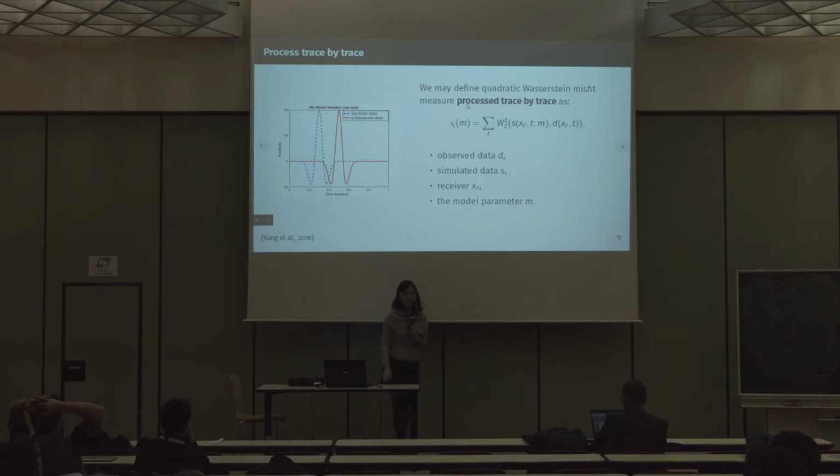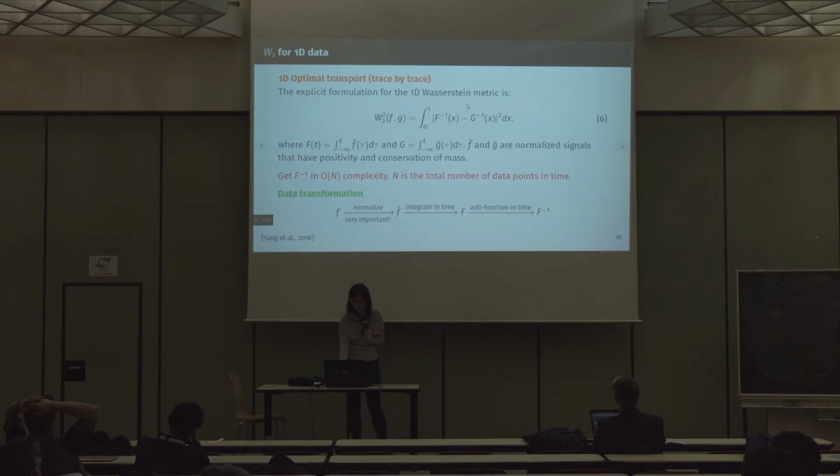So in 1D, if we compare data in 1D, what I actually do is W2 in time and L2 in space. So I only compare the time data trace by trace, then I sum over all the receivers. So it is a very similar formulation. This formula has already come up several times in today's optimal transport topic. That's exactly the 1D formula, and because it's exact and explicit, we can get it in O(N) complexity, where N is the total number of data points in time.